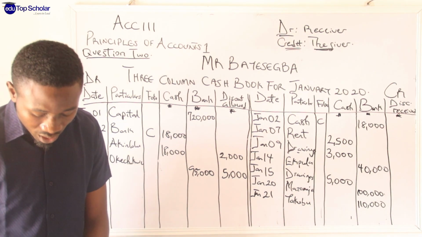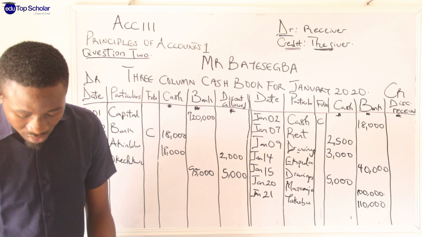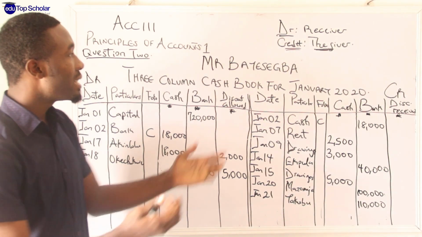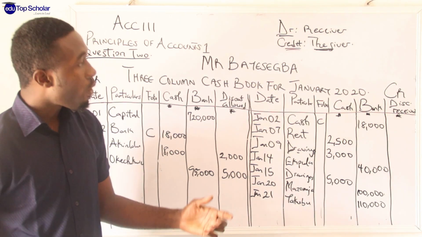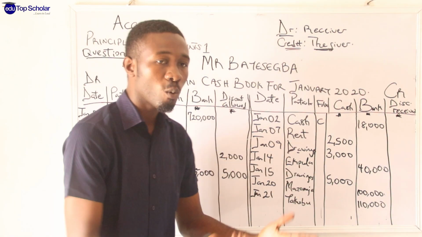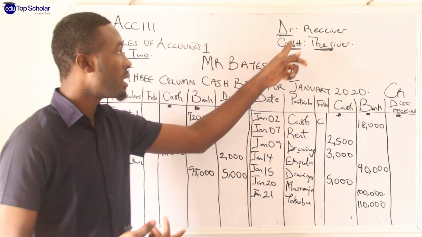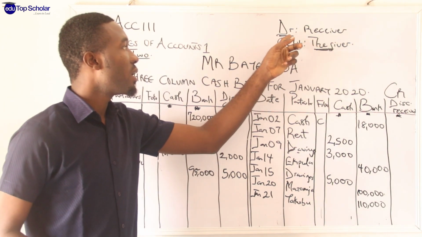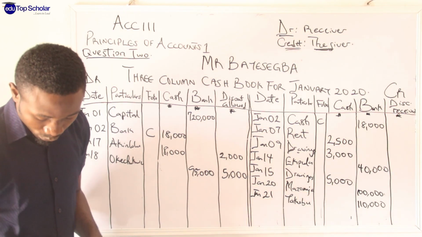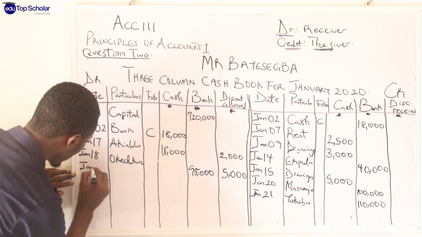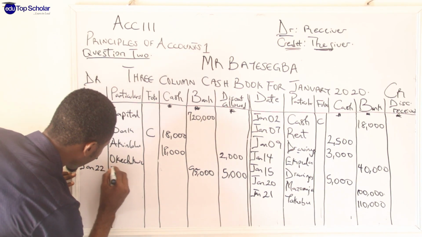So the next is on January 22, cash sales to Taribo received by cash. So we are the receiver in this case. They said cash sales. We sold goods to someone and he paid by cash. So it means that we are receiving money, and whenever we are the receiver, we will debit the account. So January 22, Taribo.